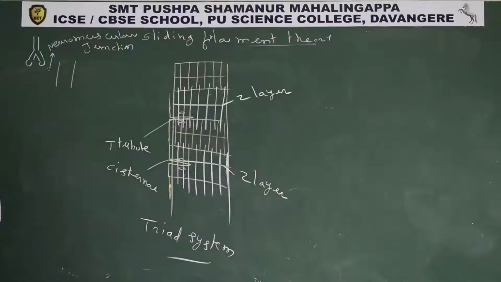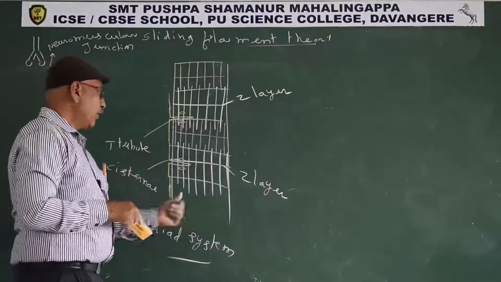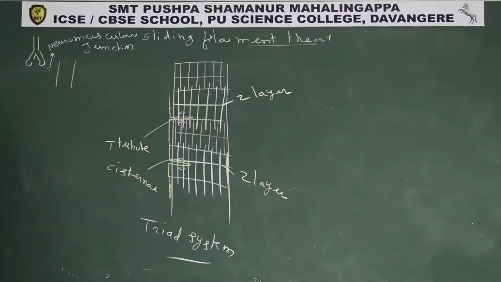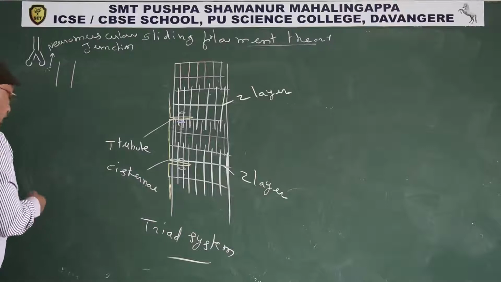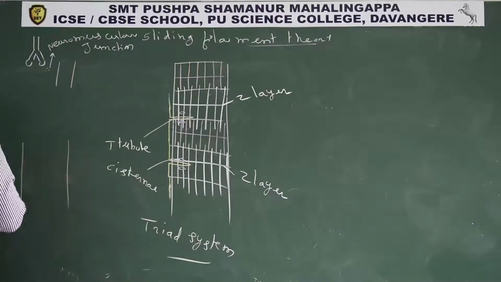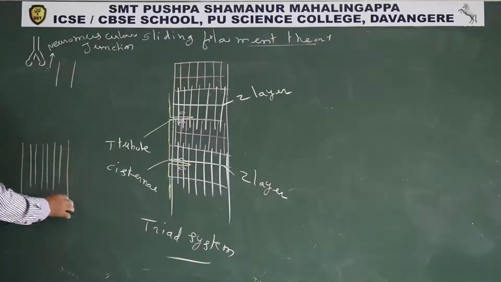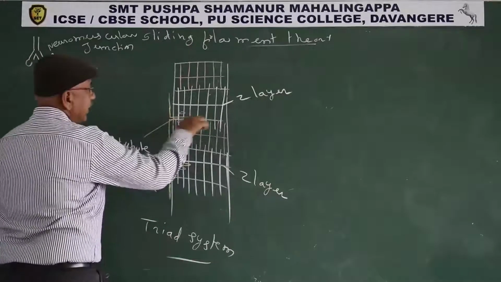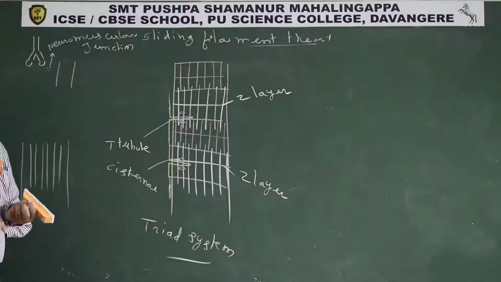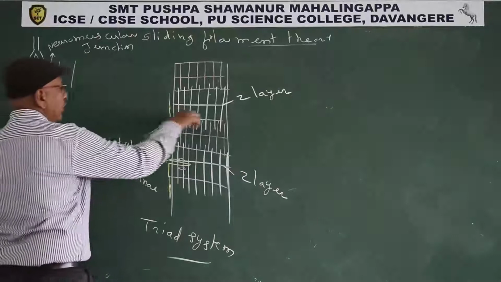The triad system plays a key role during muscle contraction. This is a myofibril. You all know that in a muscle cell, several myofibrils are present parallel to the longitudinal axis. The plasma membrane of the muscle cell, the sarcolemma, invaginates. Invagination means folds inwards. As a result, a T-shaped tubule is formed.